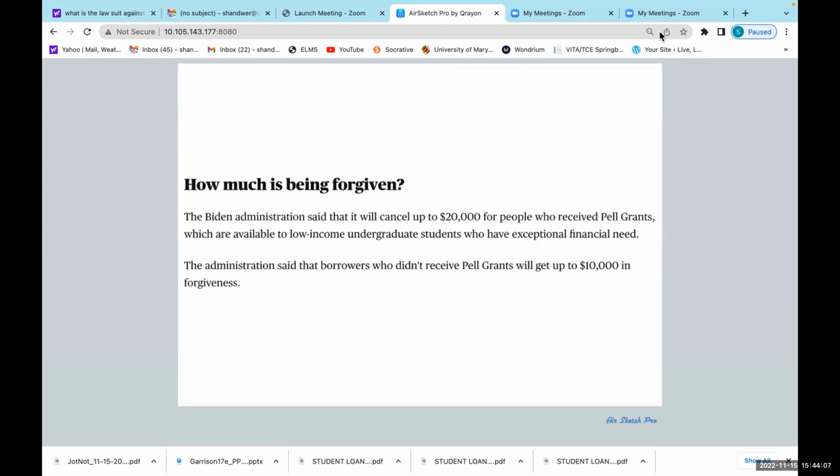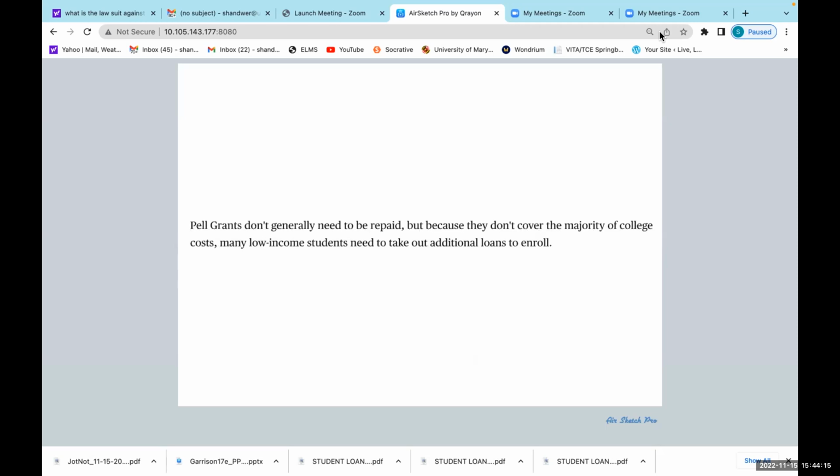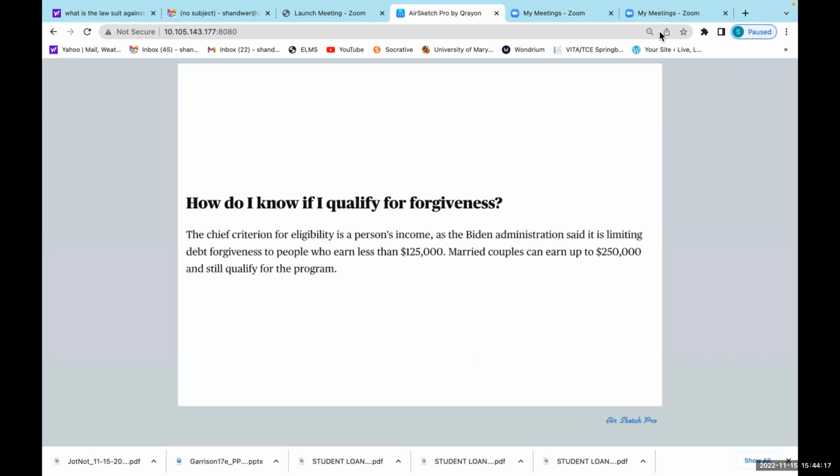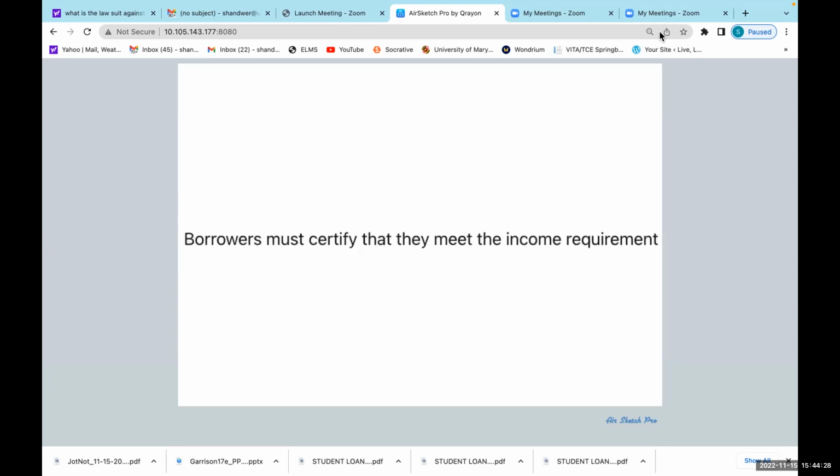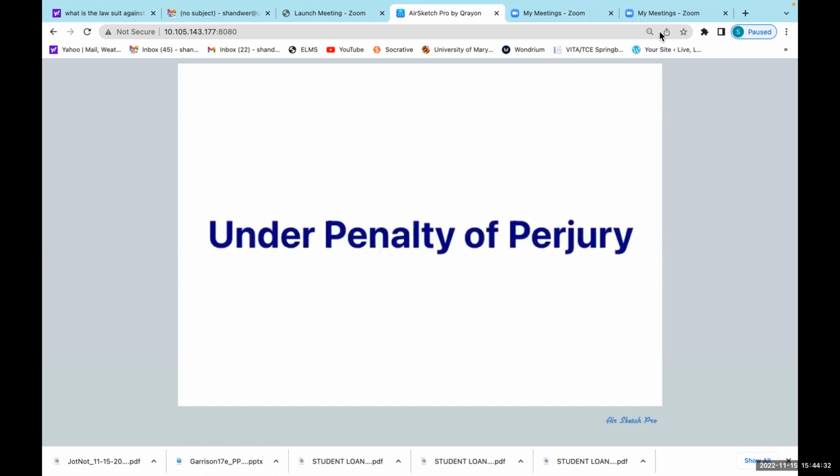All right, this is back to the forgiveness. We went through this. It's the $10,000 automatically, or if it goes into effect, the extra $10,000 for Pell Grants. Let's go forward. How do you know if you qualify? Well, it's going to be based on your income, unless it's a Parents Plus program, then it'll be based on the parents. You're going to have to certify that you meet the income requirement. We spoke about this, but here are the details. You're going to do that under penalty of perjury. No one's going to be checking on you directly.